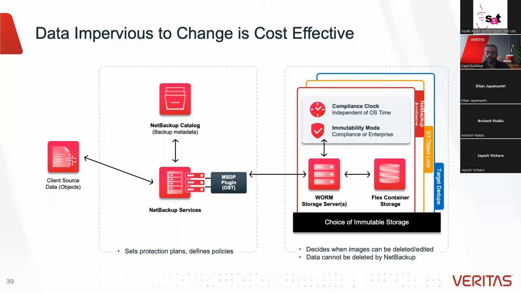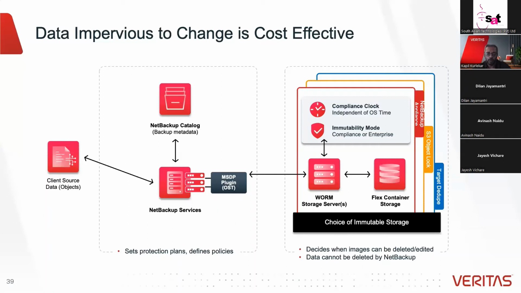You immediately notice two key capabilities in the little gray box. The first thing is that it is independent of the compliance clock, meaning that altering the OS clock to expire images can't happen for the data stored immutably here. Second is the two modes of immutability.